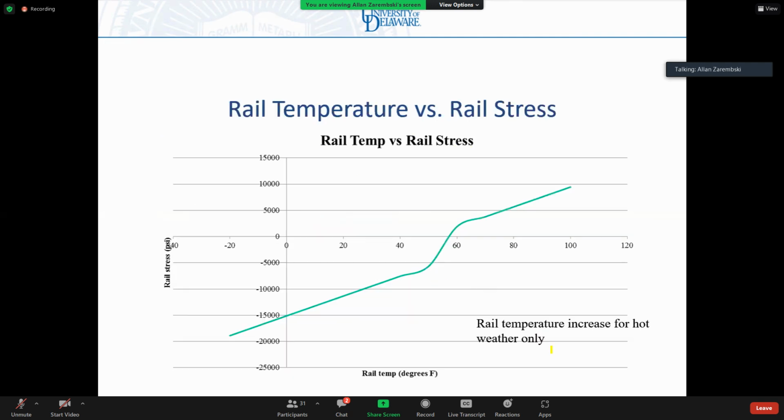And the thermal stress is E alpha delta T, where delta T is the difference between the rail temperature and the neutral or force-free temperature.